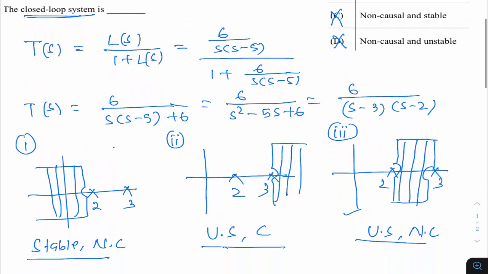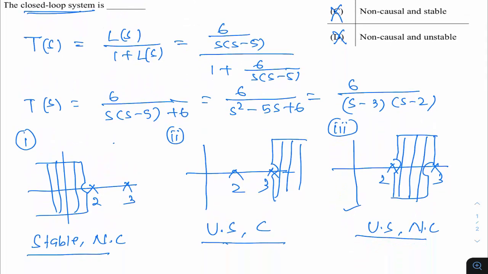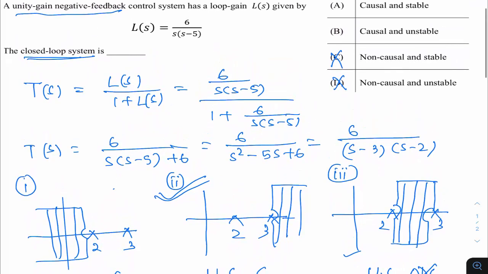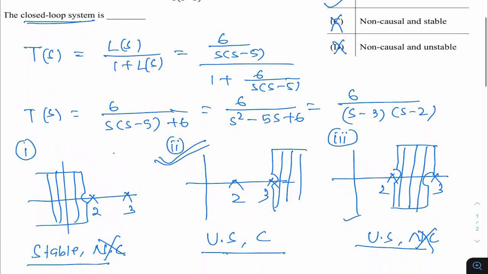Now if causal is what we have to select, the only possibility is the second case, because the first and third cases are non-causal. So causal means it will be unstable. Causal and unstable is given in option B. Option A is not correct, because if any pole lies on the right half of the s-plane, causality and stability never happen simultaneously. So the answer is causal and unstable. It can be argued why the other options can't be correct, but the default assumption is that a control system is causal.